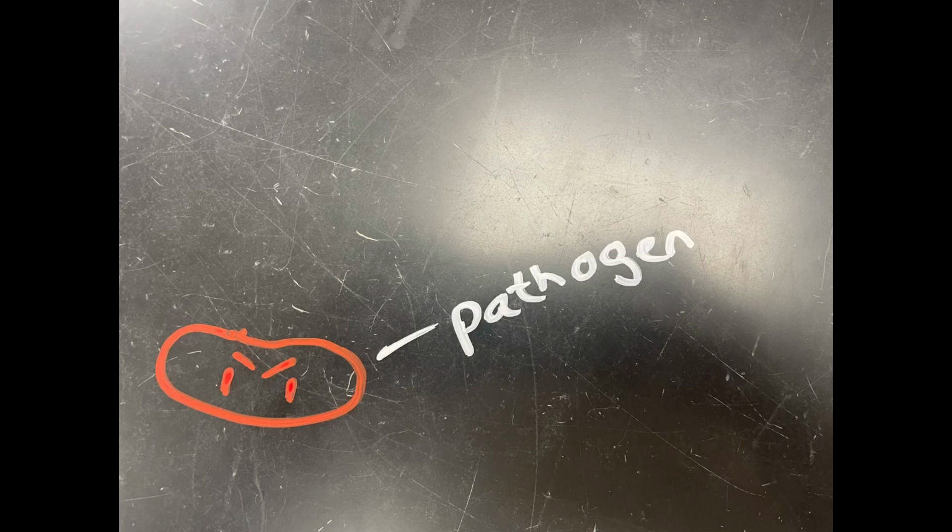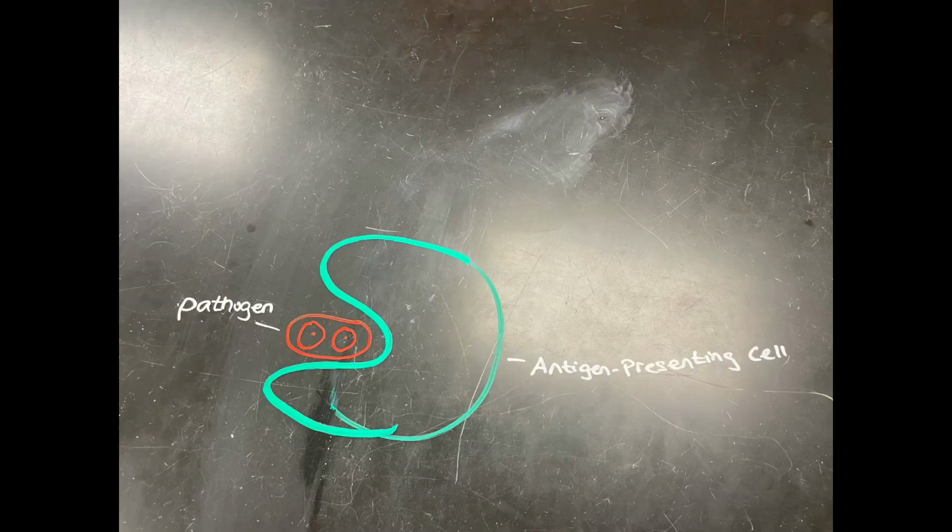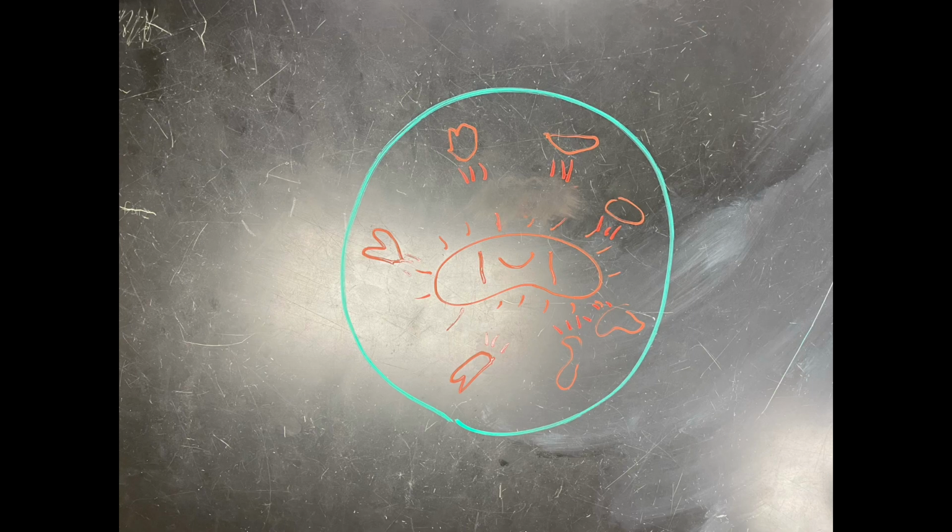In antigen cell-mediated immunity, first the pathogen enters the organism. Once the pathogen is in the organism, an antigen-presenting cell such as macrophages surround the pathogen. Once the APC has surrounded the pathogen, it pulls it inside of it. Once the pathogen is inside the macrophage, the pathogen is broken down.